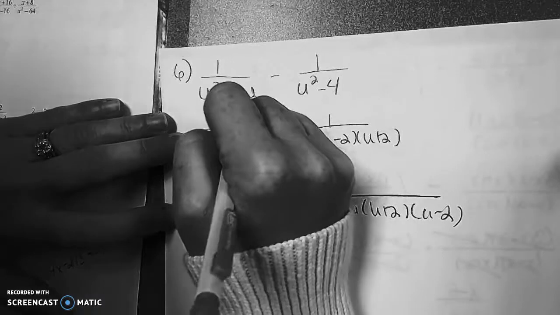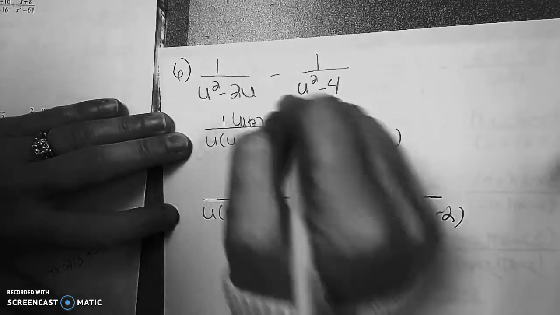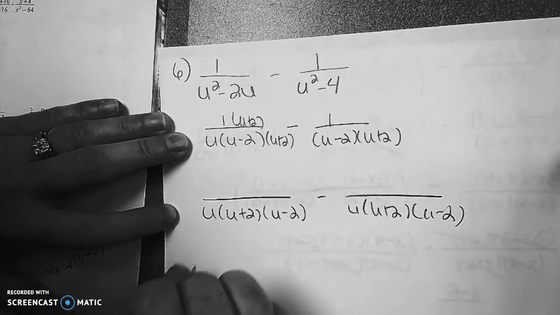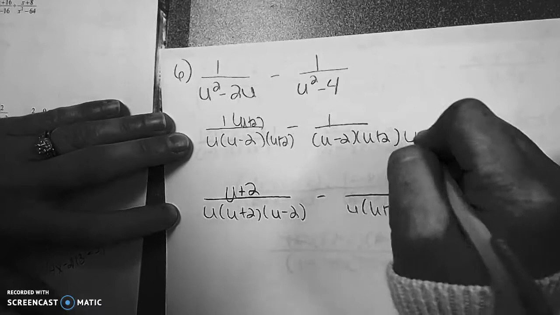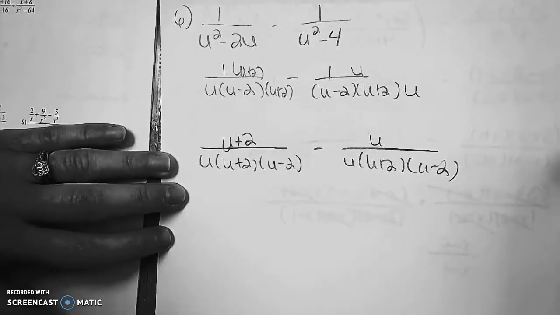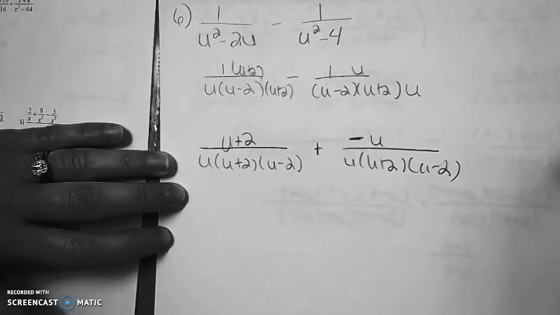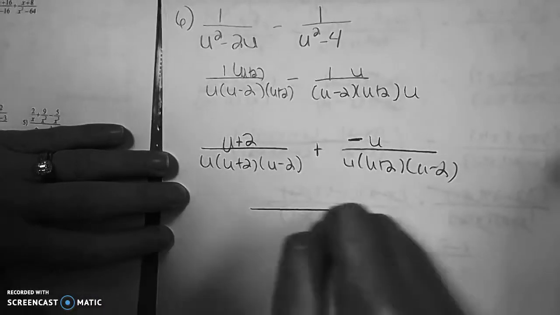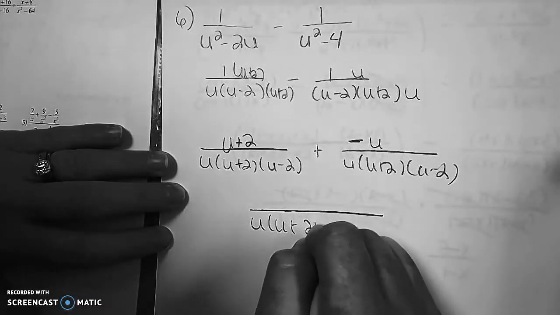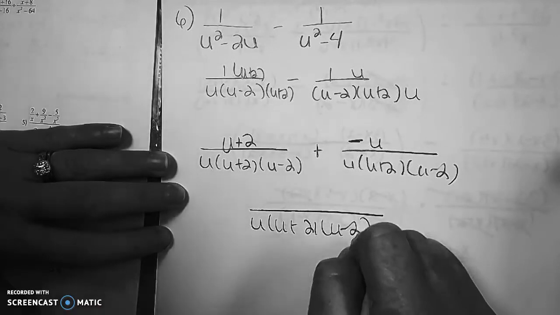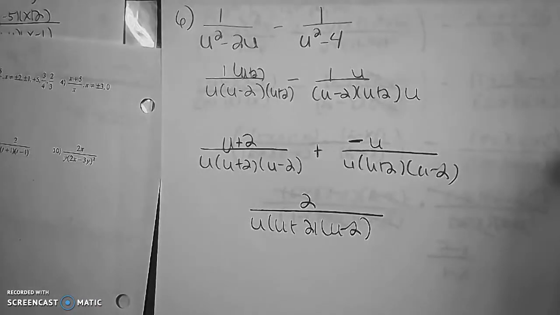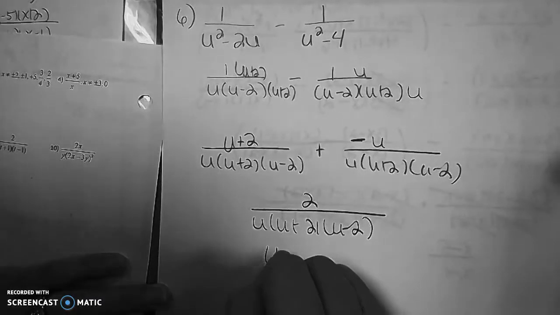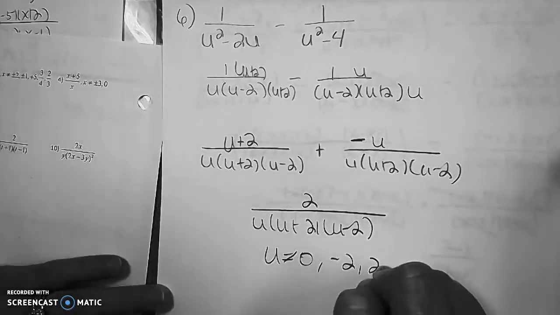In my first fraction, I just need to multiply numerator and denominator by u plus 2. So actually u plus 2 times 1 is just u plus 2. In my second fraction, I need to multiply it by u. I'm going to go ahead and change this to addition and then distribute that negative sign. And so I keep the common denominators and add or subtract the numerators, and you can see I end up with just 2 over u times u plus 2 times u minus 2. And if you're talking about restrictions on the variable, u cannot equal 0, negative 2, or positive 2.